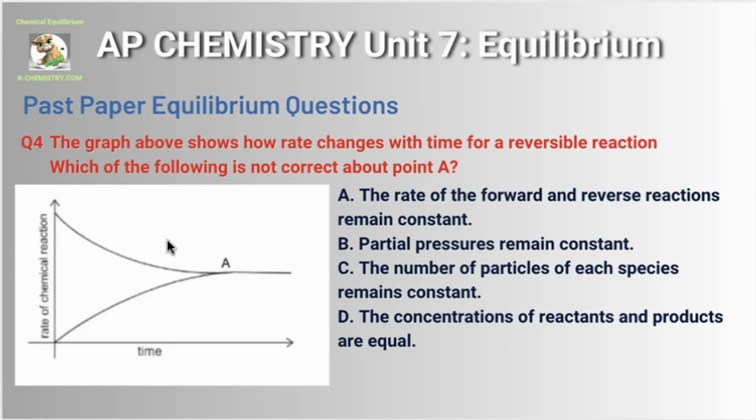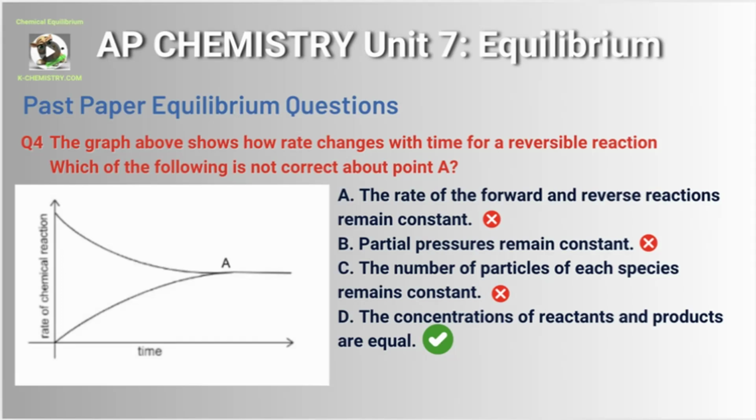So this is not the same as saying equal. Don't say equal, because concentrations equal means they are the same number, which is not necessary. So make sure that you differentiate very well in the exam between concentrations being equal or constant. Concentrations are not necessarily equal. The reactants and products might have two different concentrations, but the rates of the reactions will be equal and the concentrations will be fixed or constant. So the answer is D.